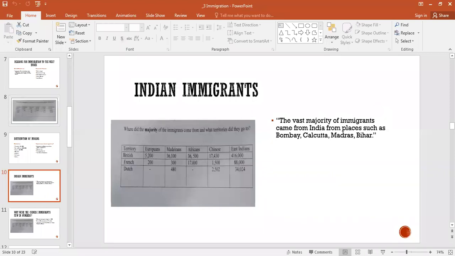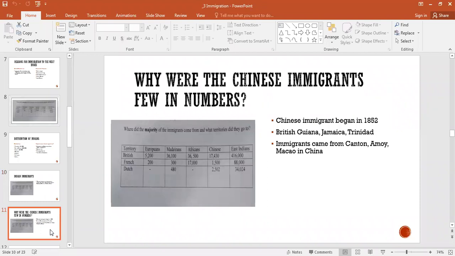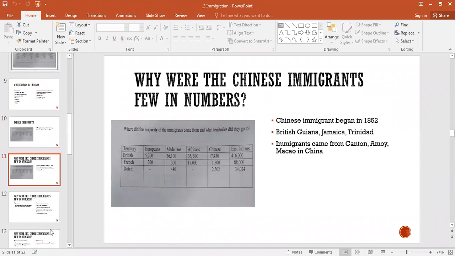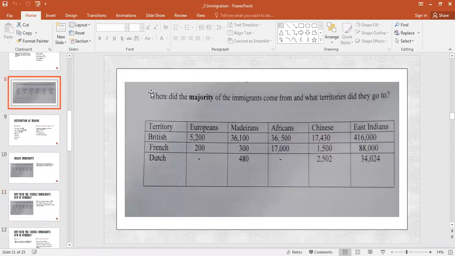All right. Now, for the paper that was released from CXC recently, they are going to focus on Chinese immigrants. And so if we look at the numbers of Chinese immigrants in the Caribbean, the British Caribbean received 17,430, the French 1,500, and the Dutch 2,502.